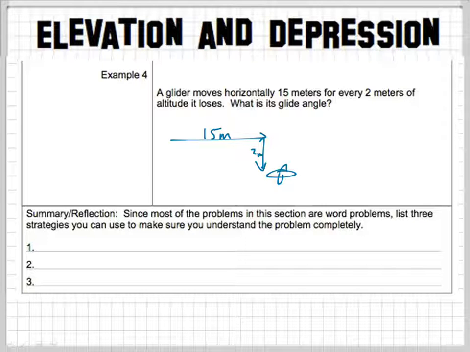All right, now it says, what is its glide angle? Like, what's it flying at? So that is this angle right here. That's what it's talking about. It's talking about the angle that it's flying at, like where the nose is pointed on the plane. Maybe I should draw this differently. It should be more like this. It's kind of flying downward. What is that angle? Well, what trig function are we going to use to find this angle?